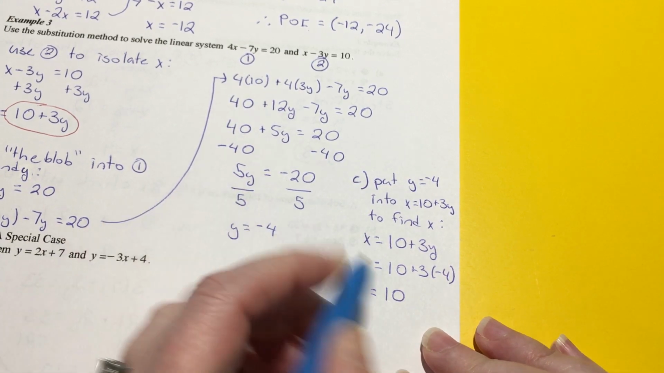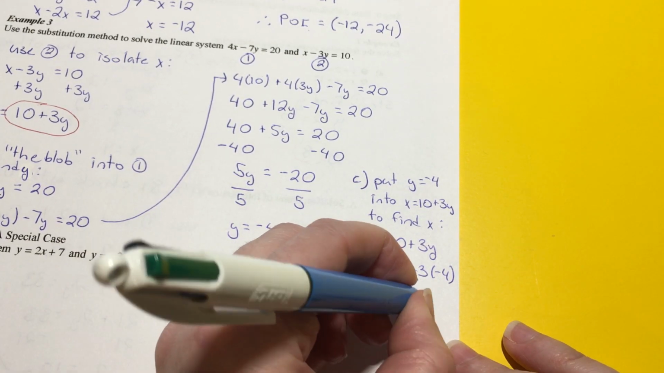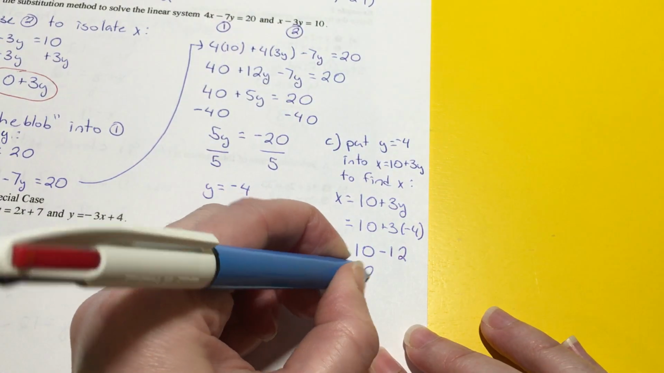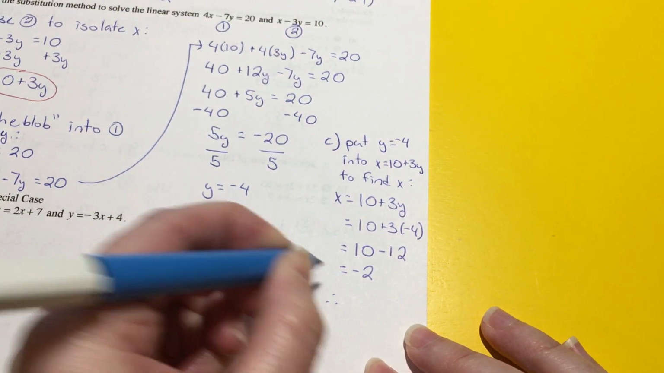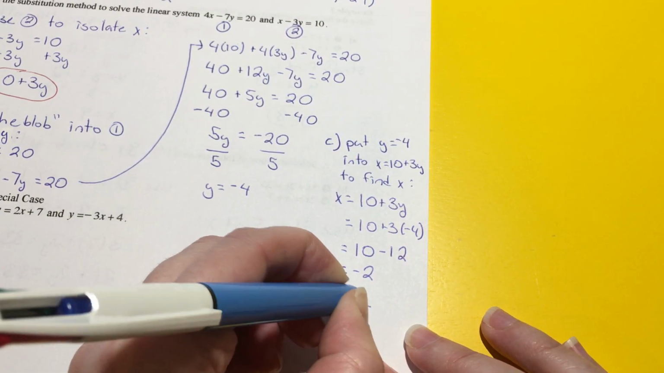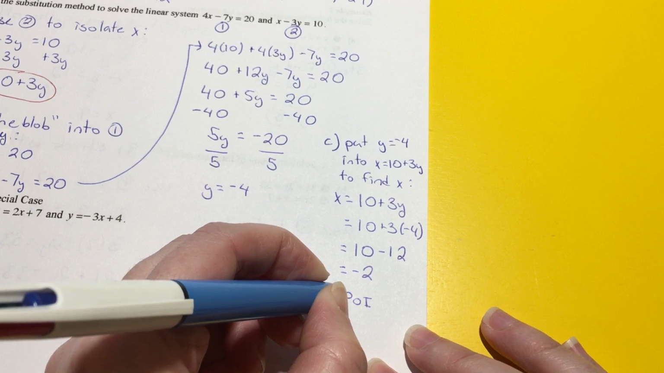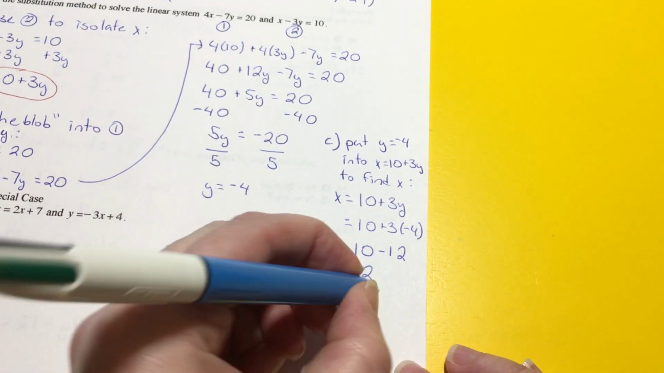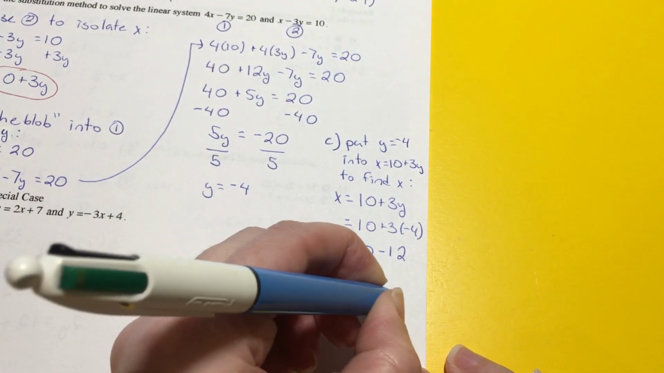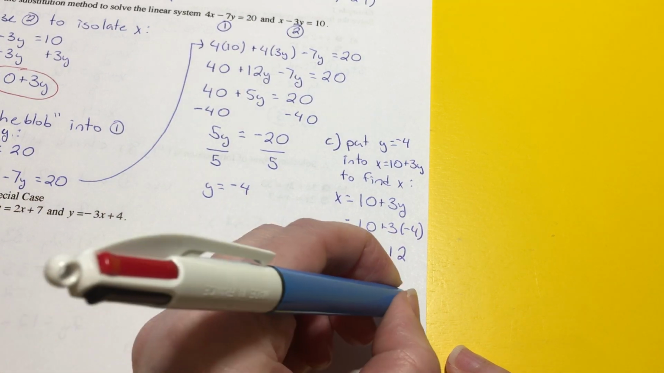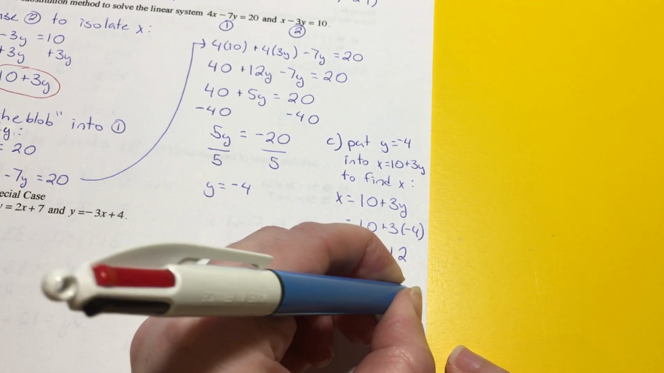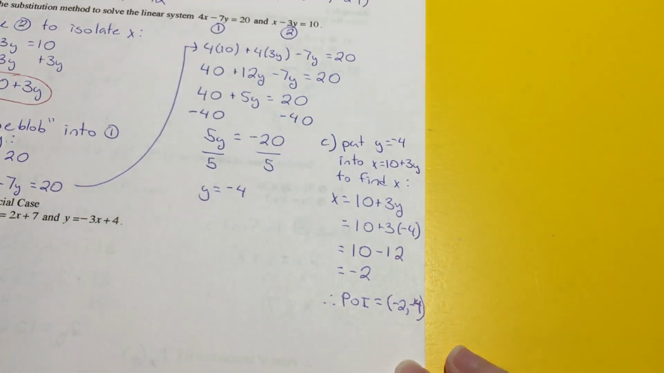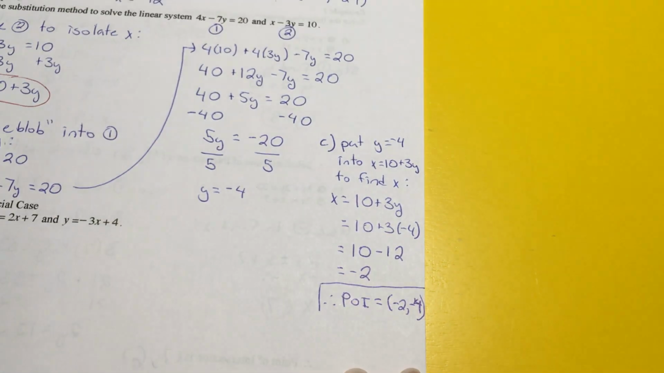So 3 times negative 4 is negative 12. And 10 minus 12 is negative 2. So therefore, our POI, our point of intersection, is x value -2 and y value -4. There. That's a 4. Okay. That was a long one.